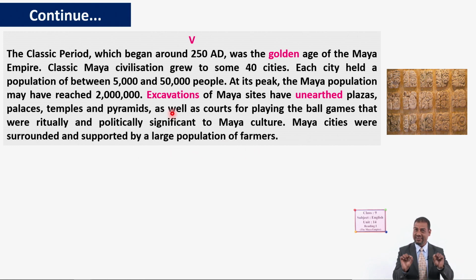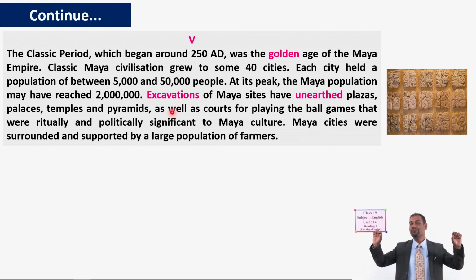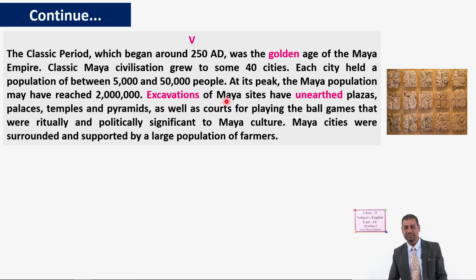Now, in this paragraph, you can find the population growth of the Maya, up to 20 lakhs, dear students, from say 5,000 to 50,000 in some 40 cities. Not only that, they constructed so many things like plazas, palaces, temples, pyramids, and there were excavations, digging out. Now, based on this idea, again, we are going to talk about the unfamiliar words.